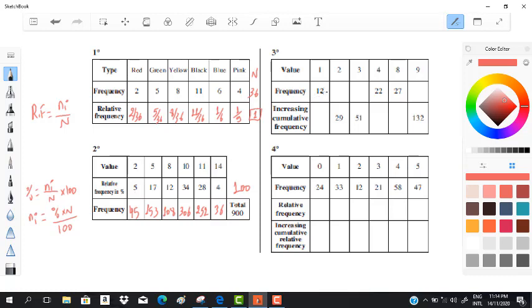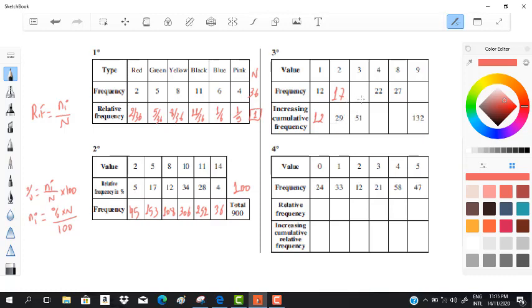Exercise number 3, we do have the frequencies and the ICF, increasing cumulative frequencies, with some missing numbers. So how to calculate it? I have first to copy 12 because the ICF of the first value is equal to the frequency. 12 plus how much equals 29? It's for sure 17. If you don't know the answer, just subtract: 29 minus 12 is 17.